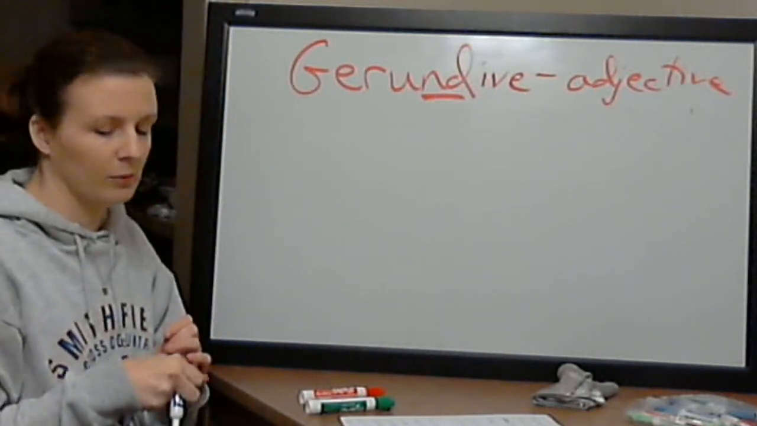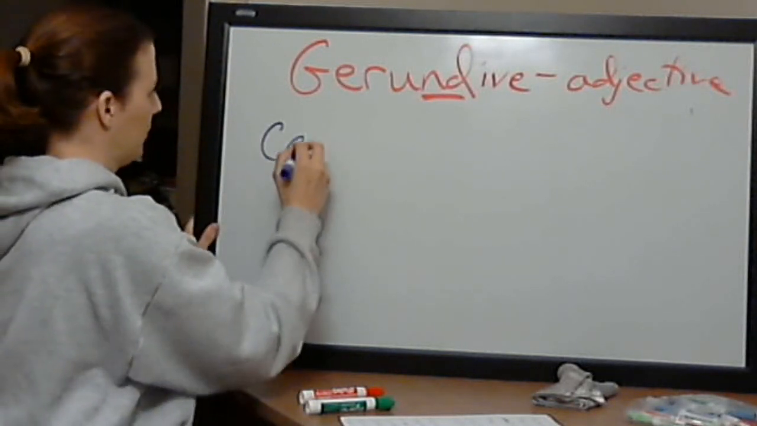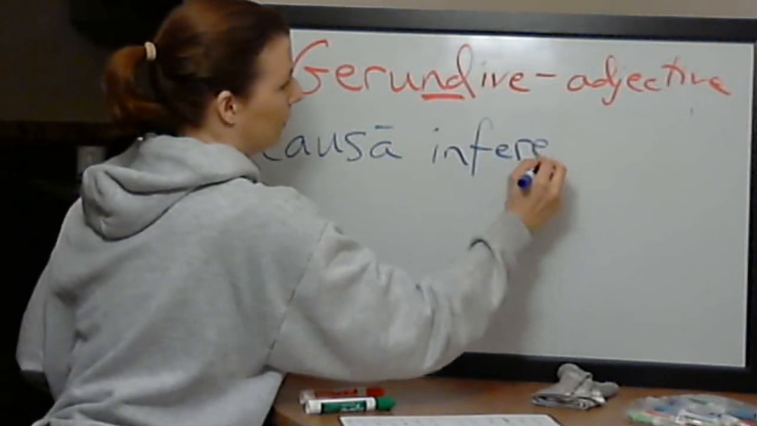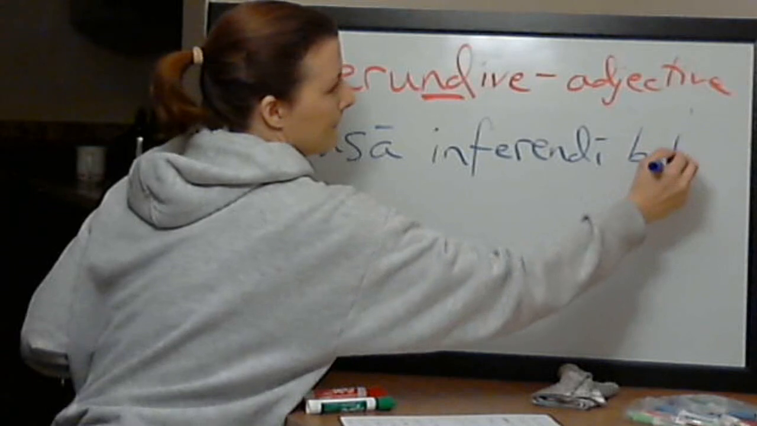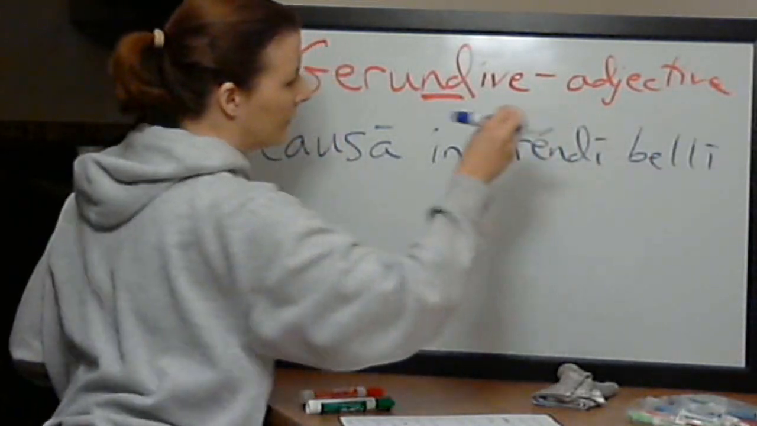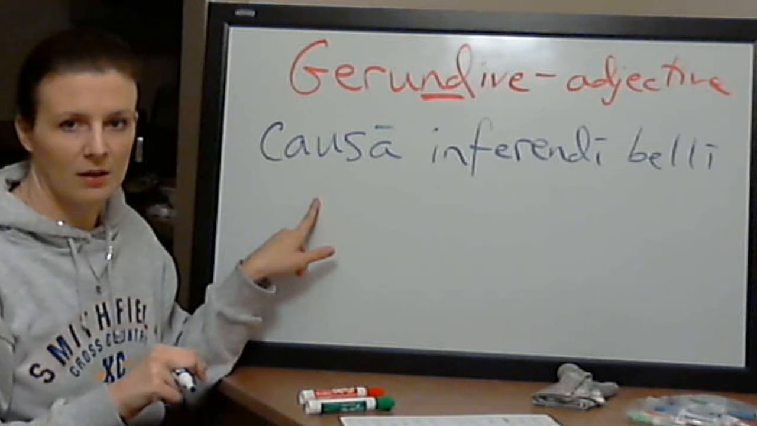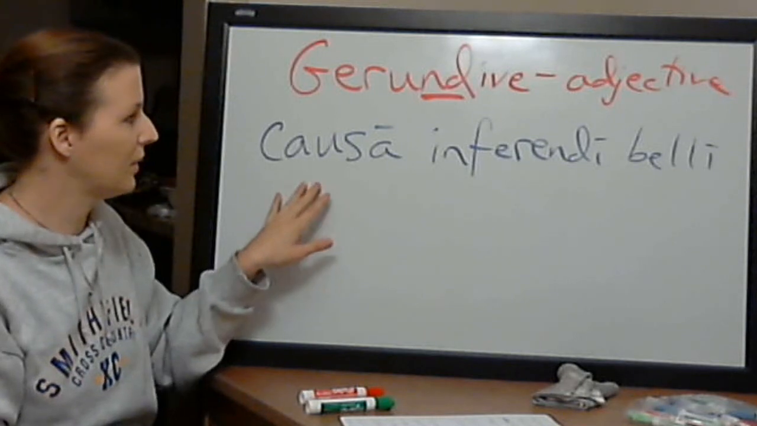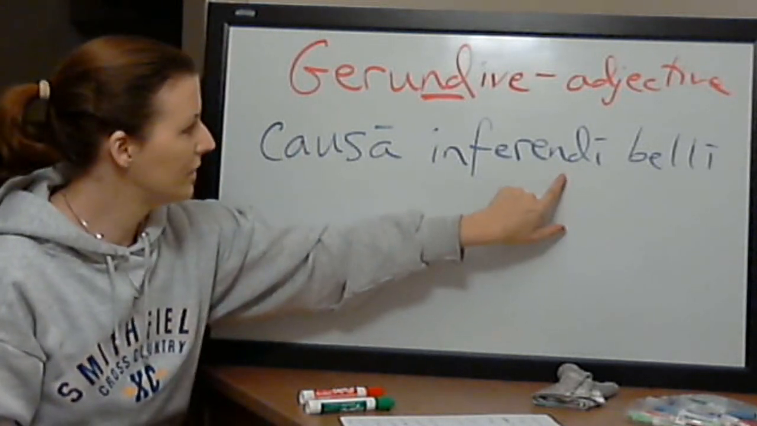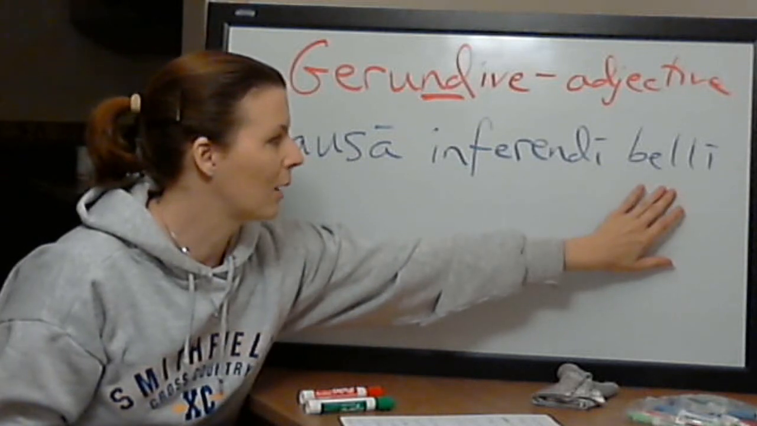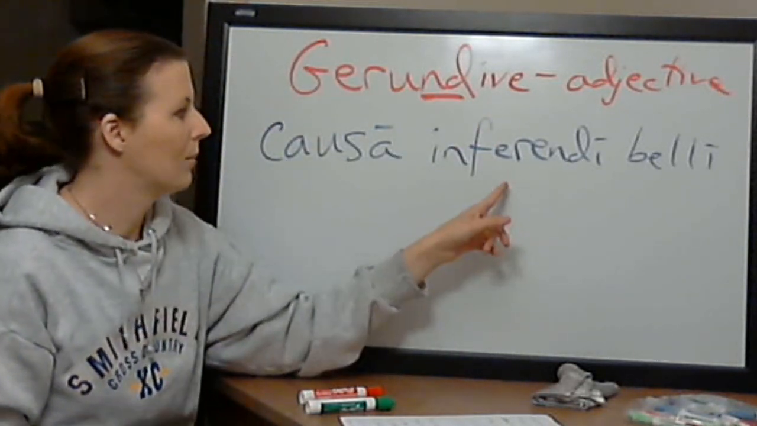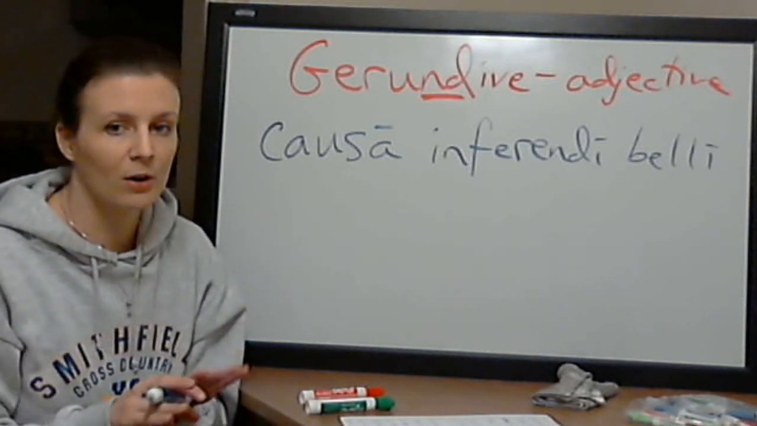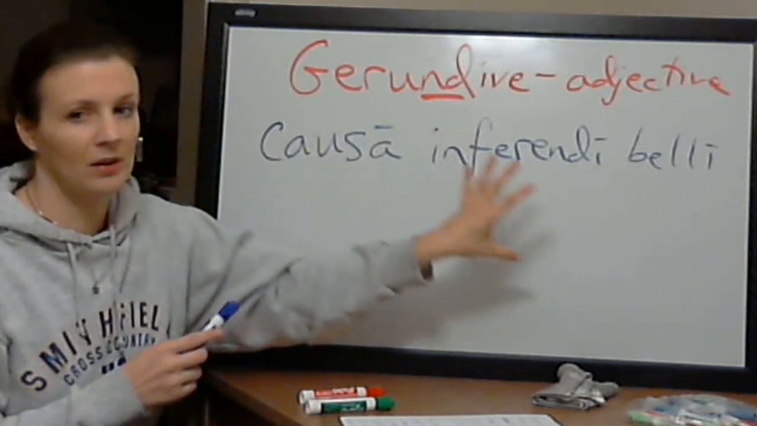So one of the constructions in which we're going to see this is with causa. This is another Caesar line where we have causa inferendi belli. So causa means "for the sake of," or "for the cause of," really, if that makes it stand out more for you, but we most of the time translate "for the sake of." And then we've got the gerundive inferendi, and we've got its object belli, "for the sake of bringing in war." So that doesn't have the "about to be verbed" aspect, but this is the way this idiom comes through.